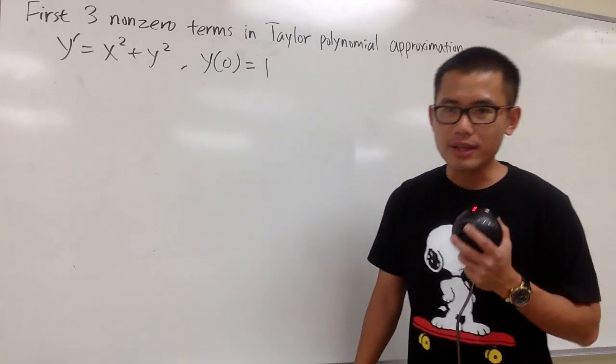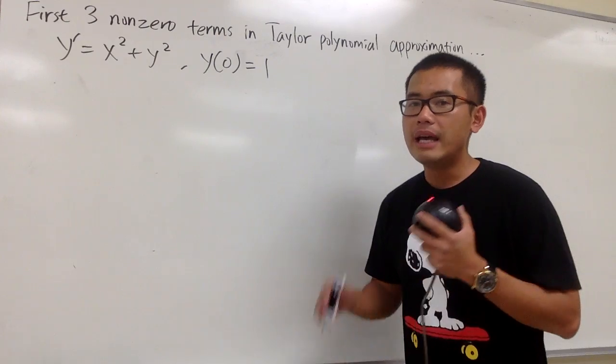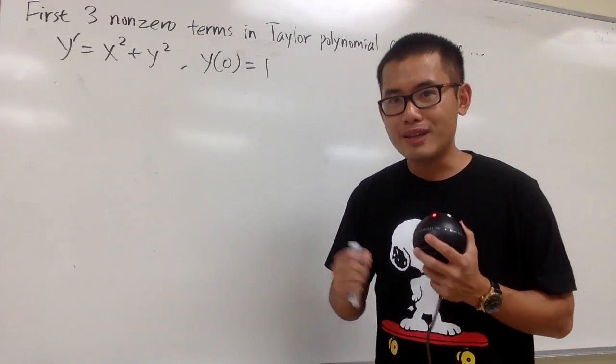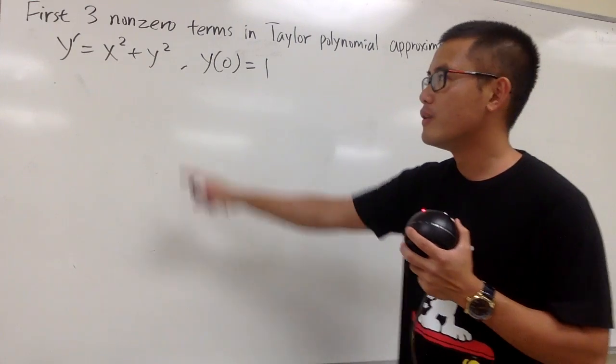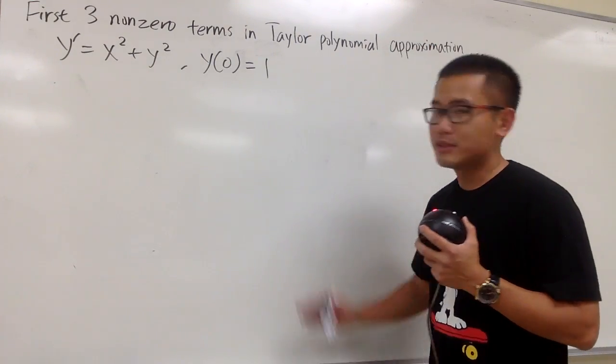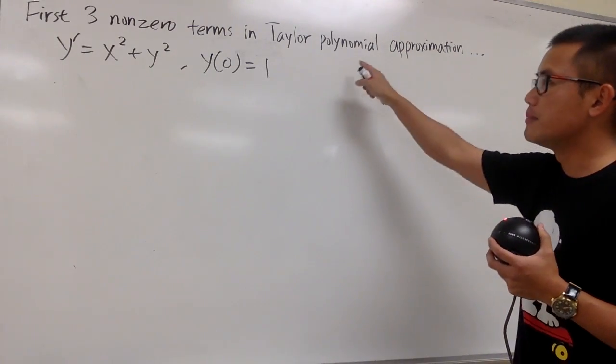We are going to find the first three non-zero terms in the Taylor polynomial approximation for this differential equation right here. And in fact, we cannot solve this differential equation in the sense that we do not have an elementary function for this solution right here. So the best thing that we can do is to get the approximation, and the way that we're going to do it is to use the Taylor polynomial.